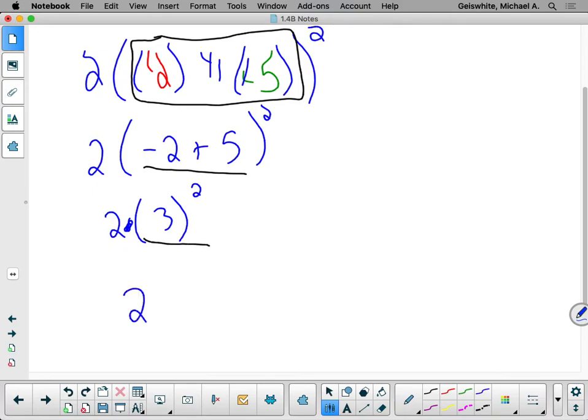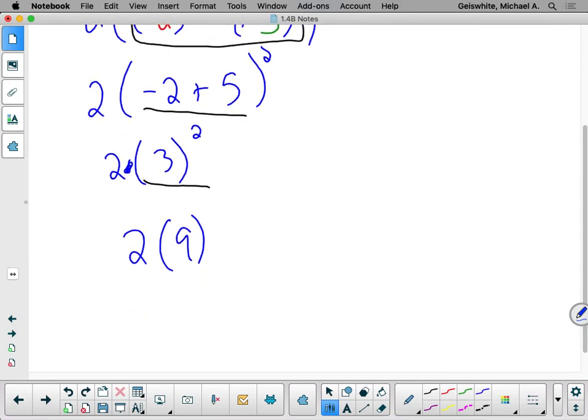So I have 2 times 3 squared, which is 9. Again, that's 3 times 3. 3 squared means I have 2 copies of 3, so 3 times 3. Okay, we don't multiply the 3 times the exponent and say 3 times 2. 3 squared means 2 copies of 3, so 3 times 3 is 9. And then the last step, 2 times 9. We get our final answer there of 18.